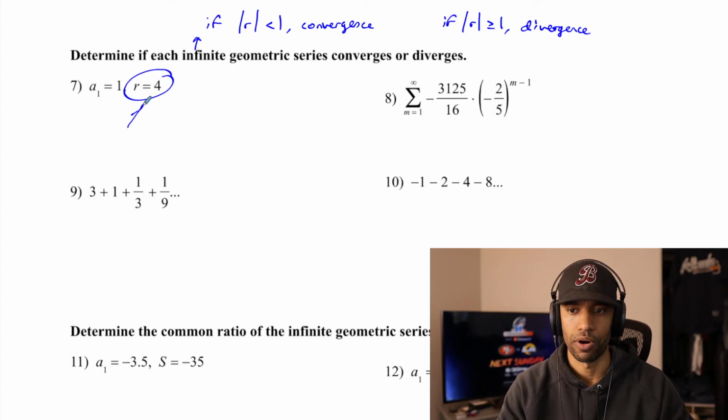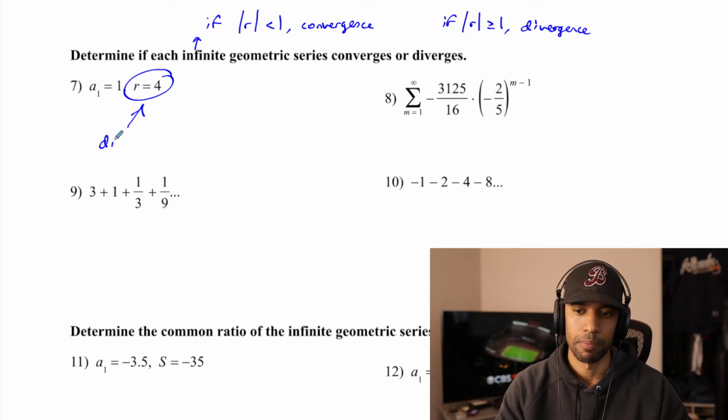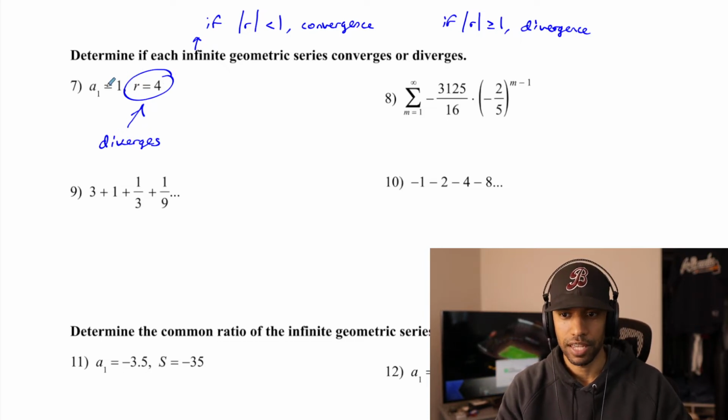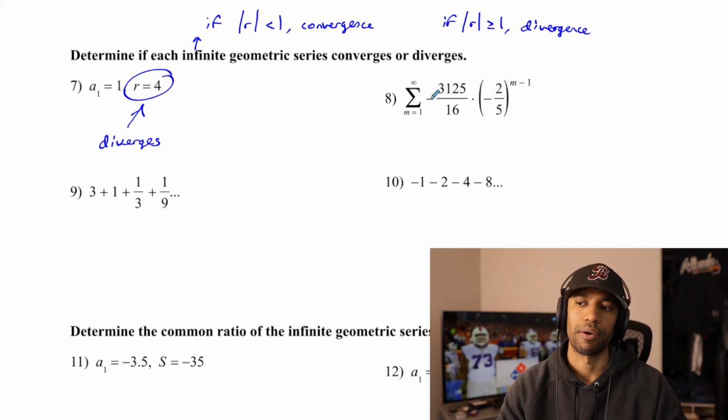Common ratio here is 4. Who cares what the value of the first term is, assuming it's not 0. As long as it's not 0, then your common ratio being 4 means that this thing will diverge. This series, if we went infinitely, 1 plus 4 plus 16 plus 64 plus 256, that would diverge.